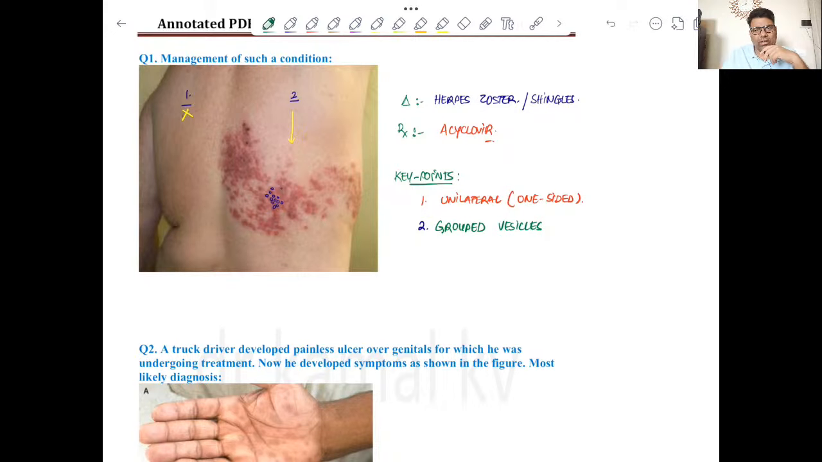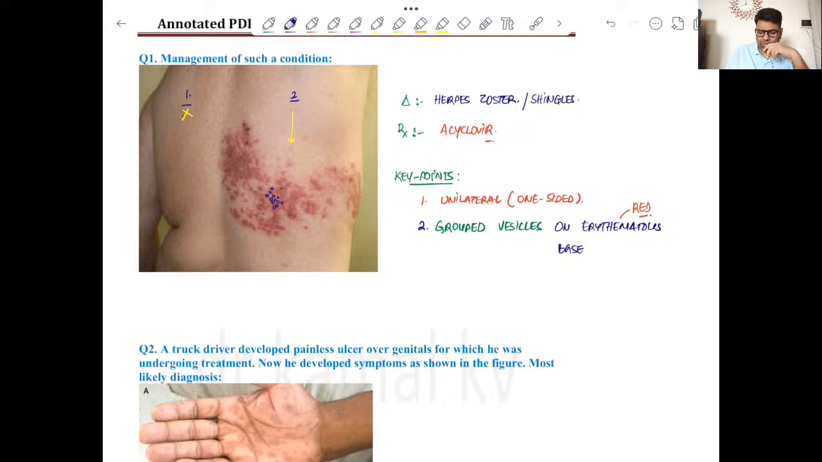Now vesicles are clear fluid-containing skin lesions less than 1 centimeter in size. Okay, so grouped vesicles, and below that we can see all the redness. So we will write on erythematous base, right? Erythematous means red. Clear? That's why we are seeing a lot of redness here, and if we look properly, we will see multiple clear fluid-containing lesions less than 1 centimeter in size, and these are in groups. So it is grouped vesicles.